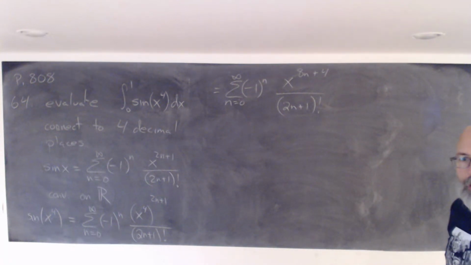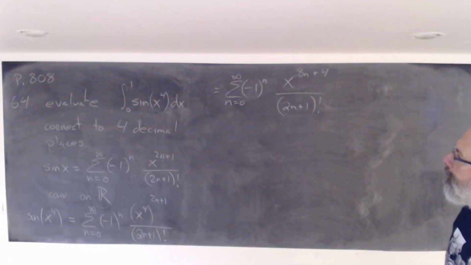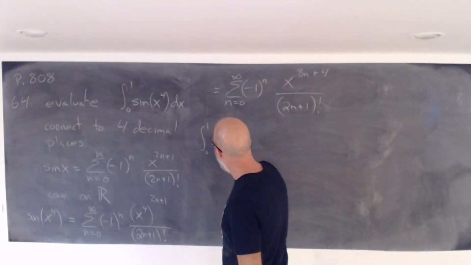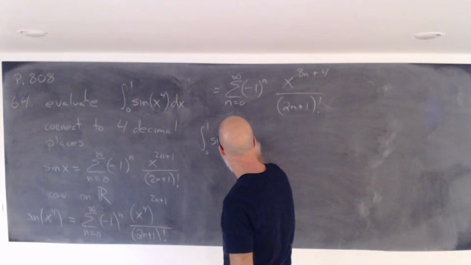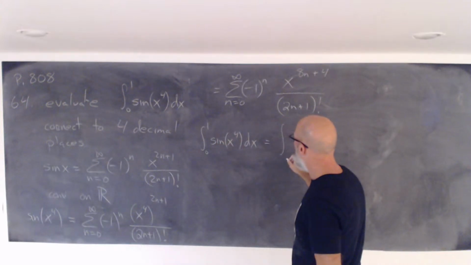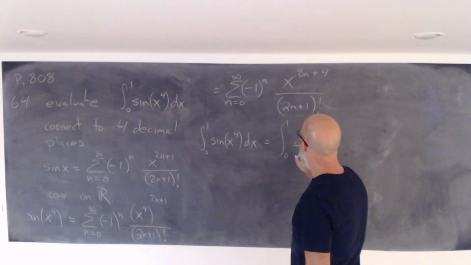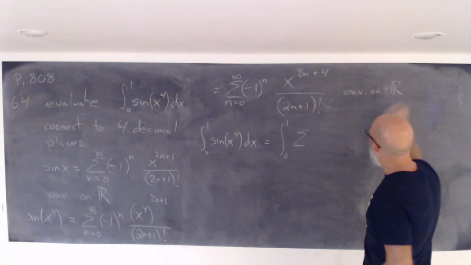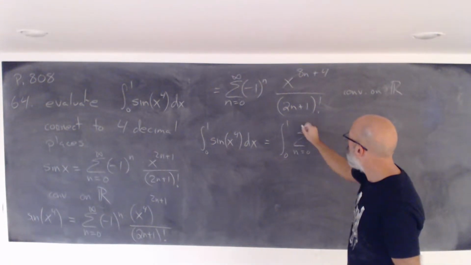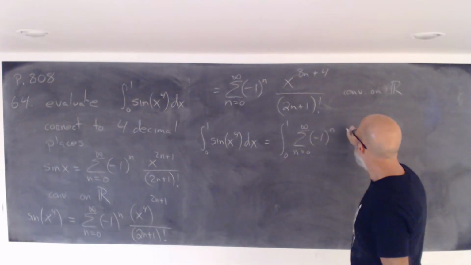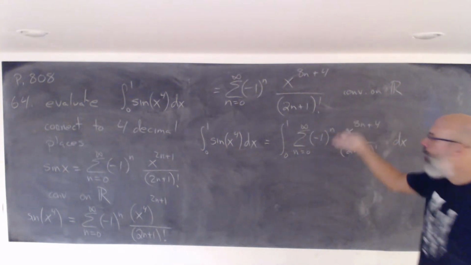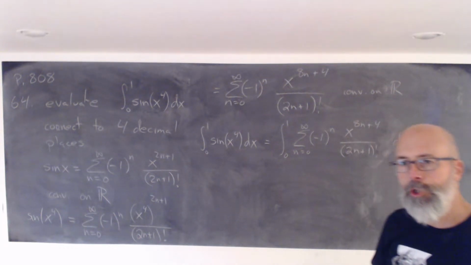So it is the Maclaurin series. And if you integrate, and again, you know, this is going to converge on all of R. And you know you can integrate term by term in the interval of convergence.